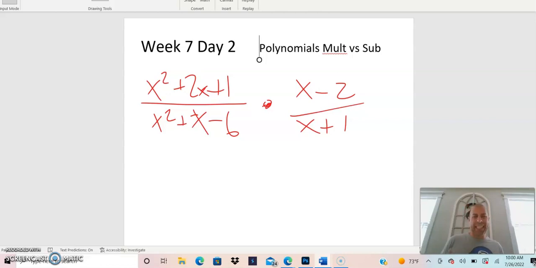Anytime we're trying to clean things up, simplifying, factoring is the way to go. So let's see if you can factor what's on the left-hand side there. On the right-hand side, they're just binomials, x minus 2, x plus 1, no factoring there. Let's see if you can factor the other side. Hit that pause button.